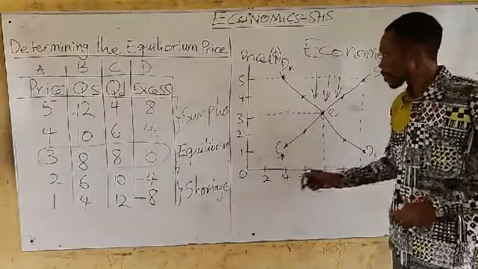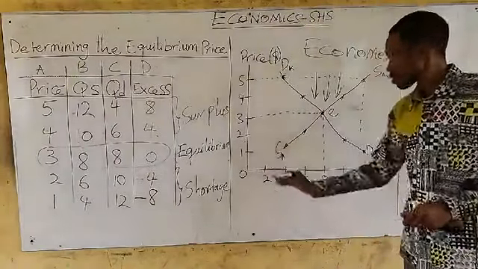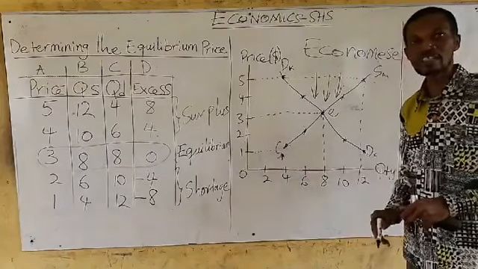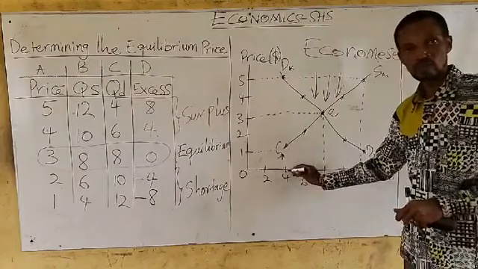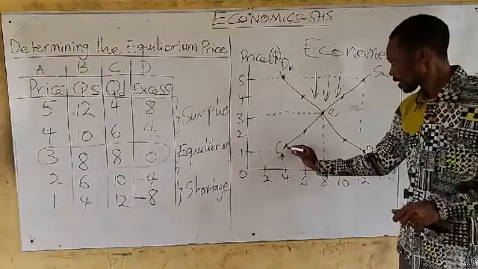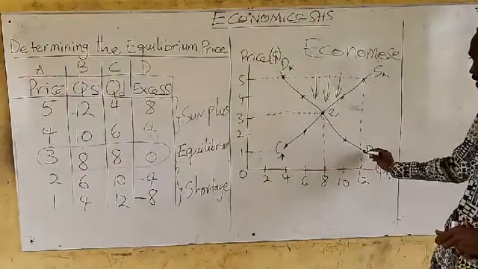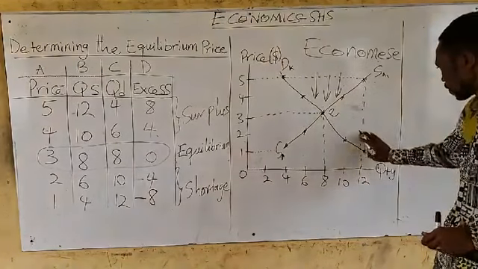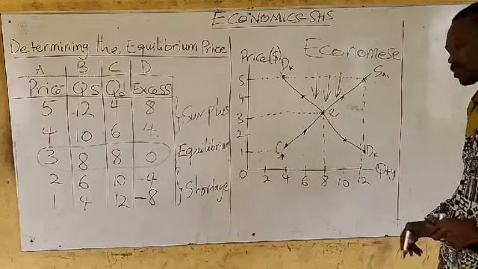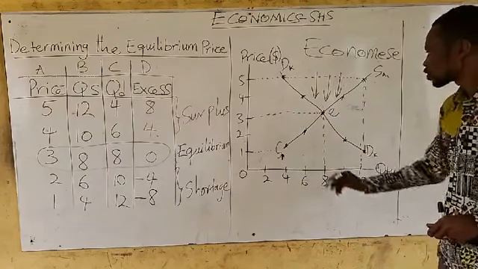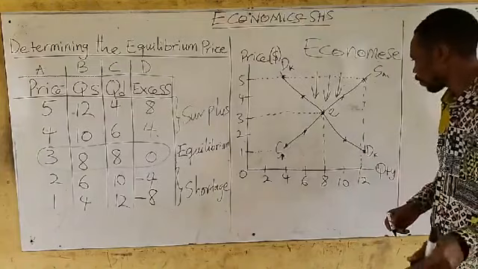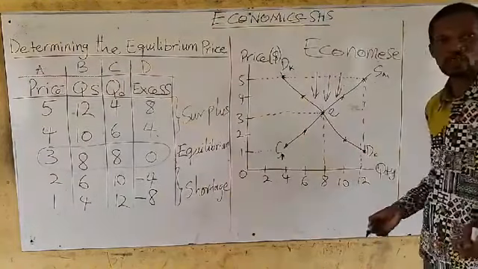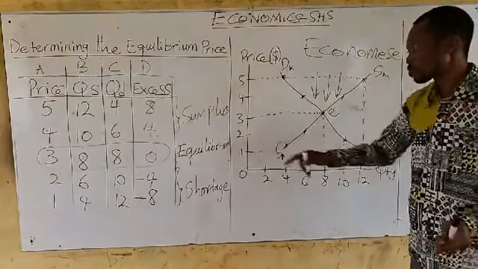Down here, when the price is 2, we trace a straight line to the curve. You will notice that the quantity supplied is only 4. And how many is being demanded? Continue until it touches the demand curve. It touches the demand curve here. 12 is being demanded. So you see that the person brought only 4 and 12 was being demanded by Kofi. This will create a shortage on the market.